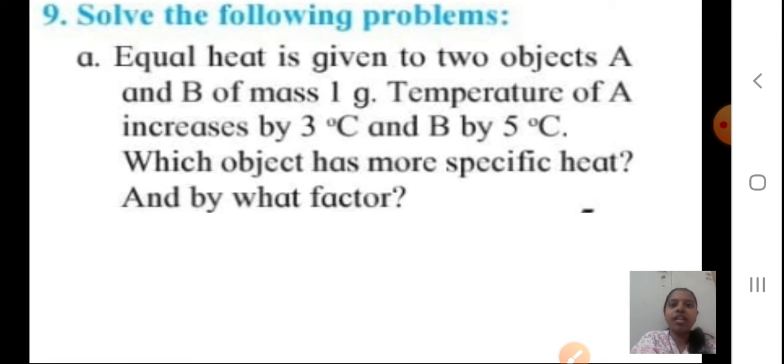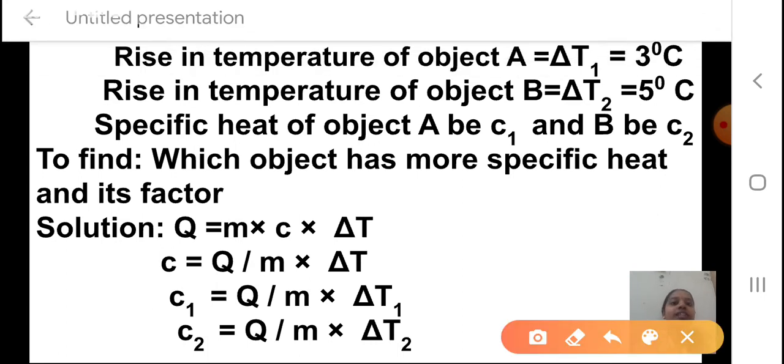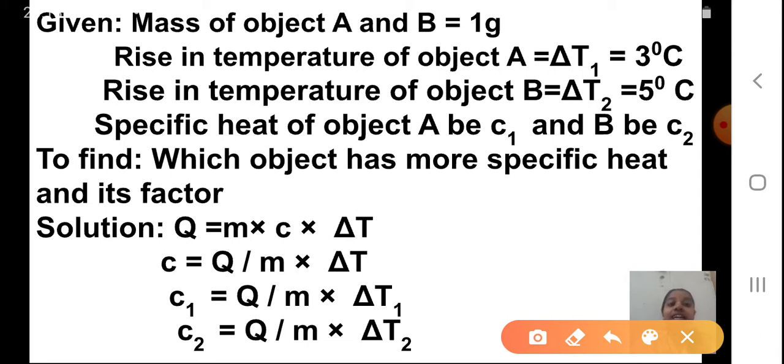Specific heat means the capacity to absorb more heat, right? Okay, we will see that. Now, first we will write, as usual, the given and to find. The mass of object A and B is the same, 1 gram. The rise in temperature of object A, we take as delta T1, that is 3 degrees Celsius. The rise in temperature of object B, delta T2, is 5 degrees Celsius. The specific heat of object A we take as C1 and of B as C2. To find: which object has more specific heat, and its factor.